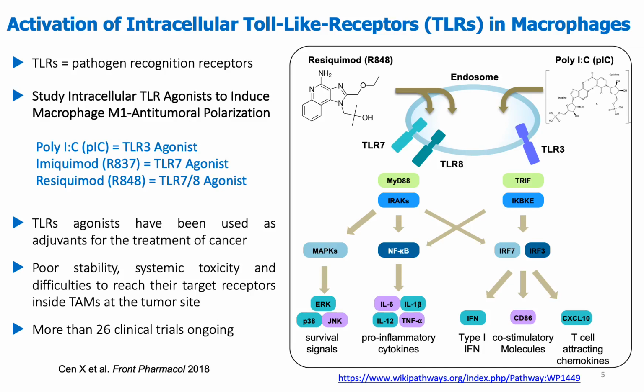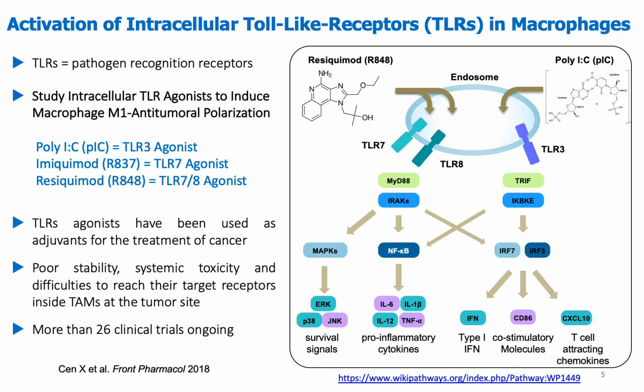Several drugs have been investigated for their ability to reprogram macrophages towards M1-like antitumor effectors. We have decided to focus our attention on the activation of intracellular Toll-like receptors by poly-IC and resiquimod. Poly-IC is an agonist of the TLR3 receptor, which activates the TRIF-IRF pathway, resulting in the production of type 1 interferon responses, co-stimulatory molecules, and secretion of T-cell attracting chemokines such as CXCL10.